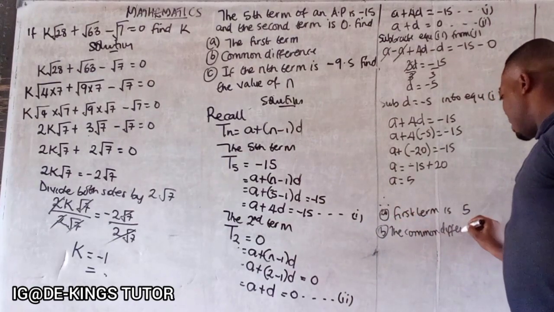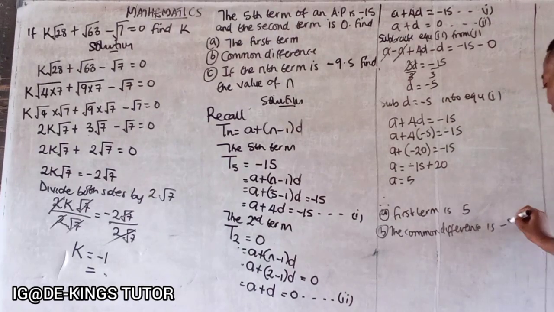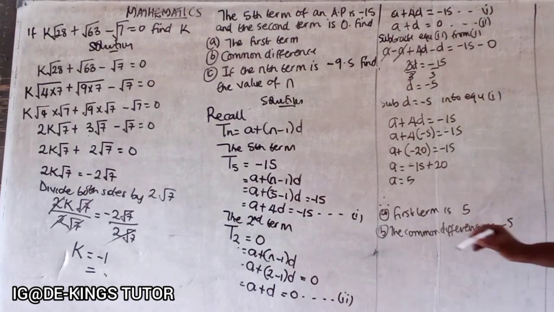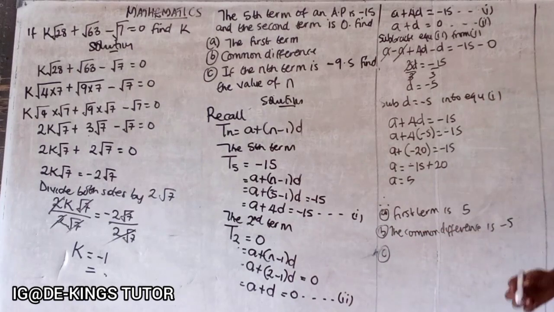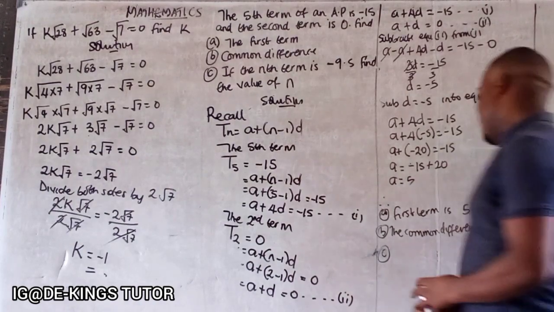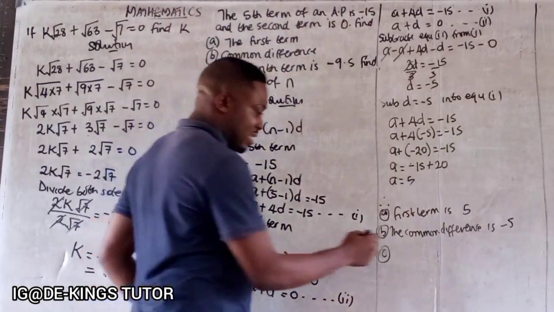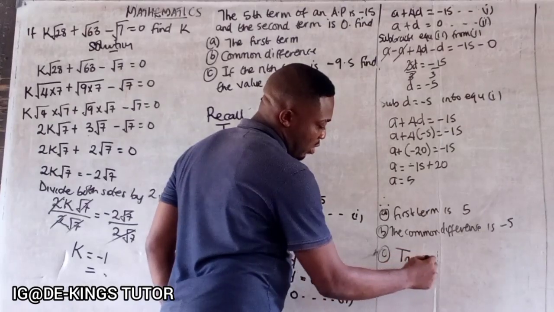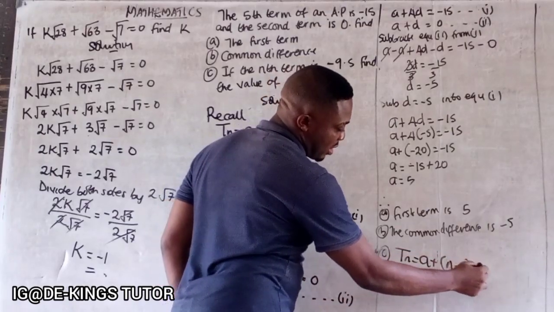The common difference is minus 5. Now the C, look up. It said if the nth term is minus 9.5, find the value of n. Now what does it mean? Now the same way, remember these are nth term formula. Cn equals A plus n minus 1 d.